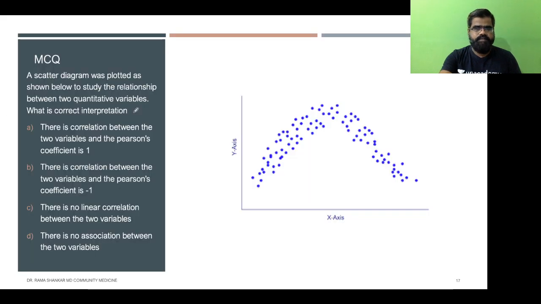Okay. Take this: a scatter diagram was plotted as shown below to study the relationship between two quantitative variables.